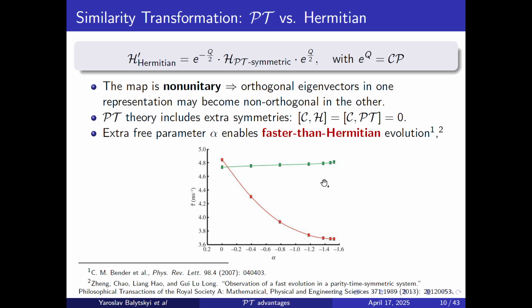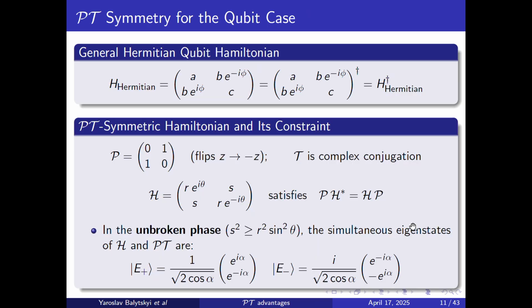We use this alpha parameter to manipulate the angle between the states. For the case of a qubit, the general Hermitian Hamiltonian is given by this in the most general case, because if you complex conjugate and transpose, it becomes itself. But for the case of a PT-symmetric Hamiltonian, it is given slightly differently.